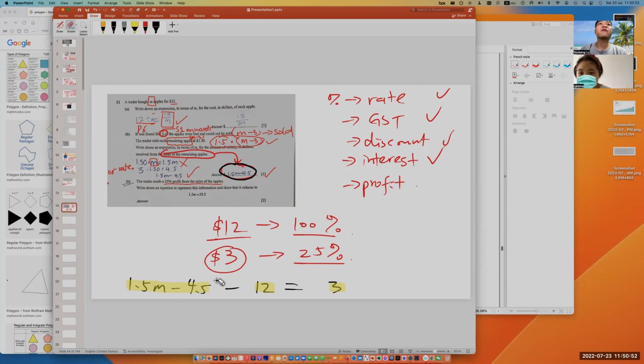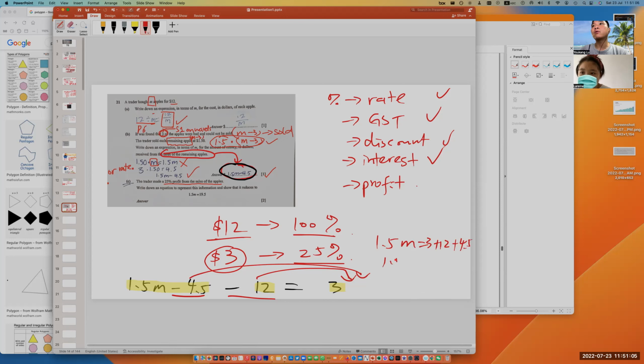How do you simplify? Underline similar terms. This one you move over, this one you also move over. So it's 1.5 m equals 3 plus 12 plus 4.5. So you have 1.5 m equals, this is 15, so it's 19.5. So reduce. Yes, done. Shown.